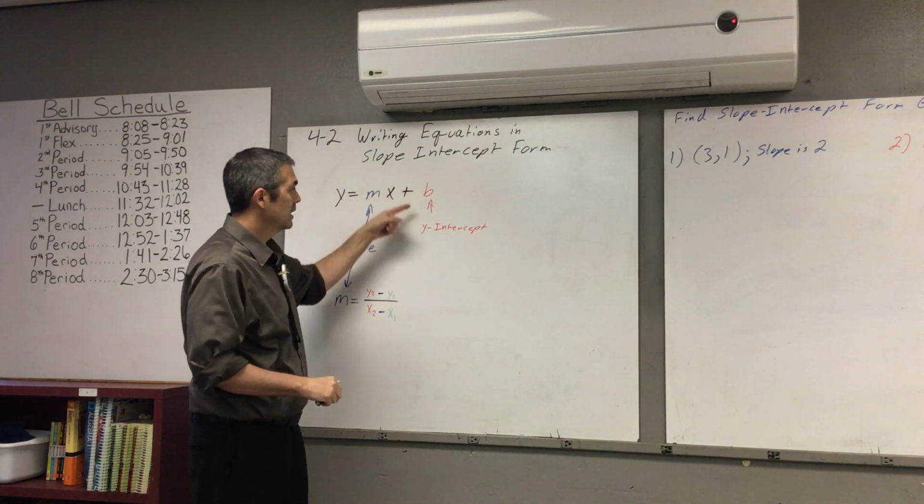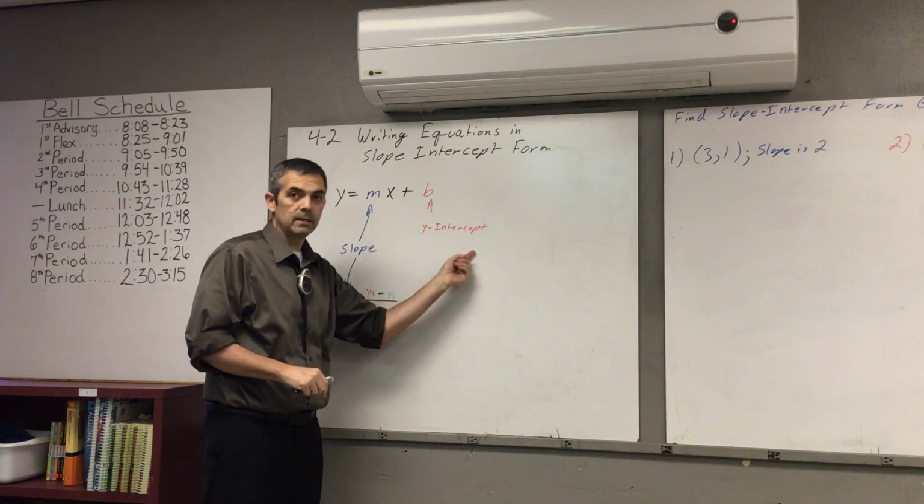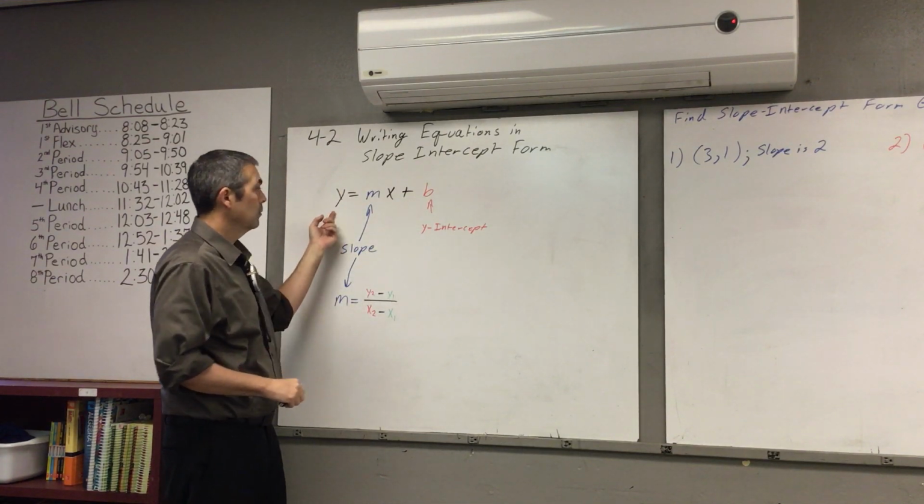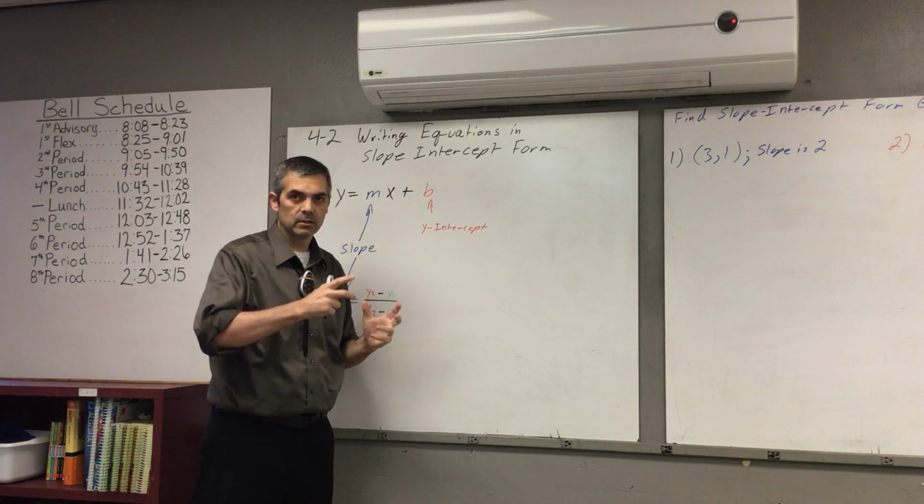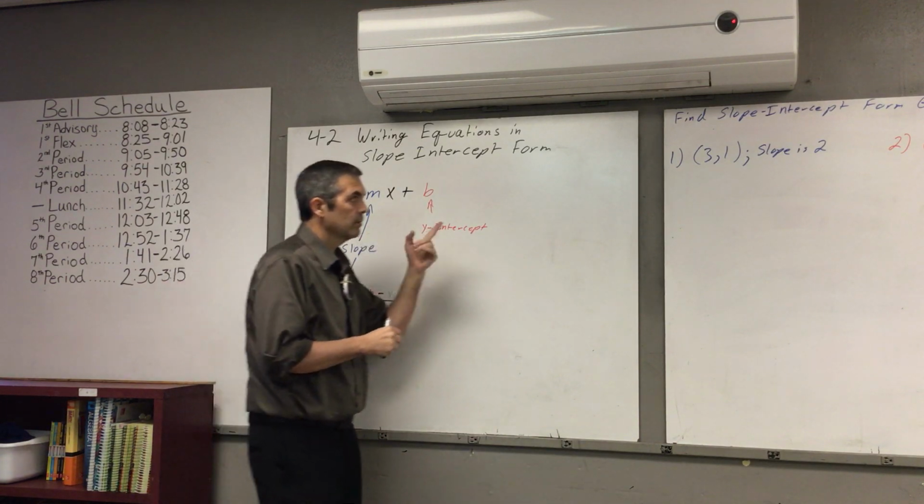All right? Then you've got to know that the b is your y-intercept, it's your beginning, and we're going to be doing a couple of different ways that you're going to be seeing this. So yeah, we're going to get into this.